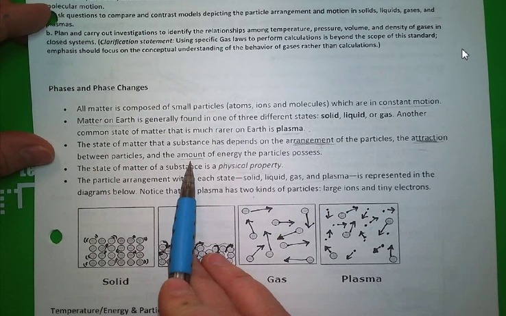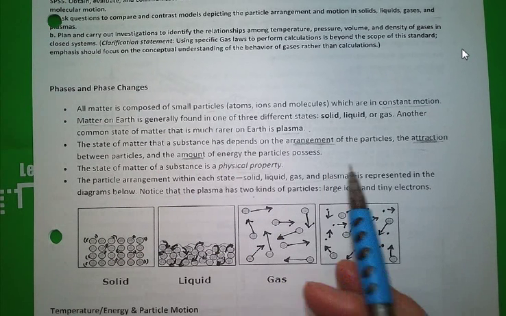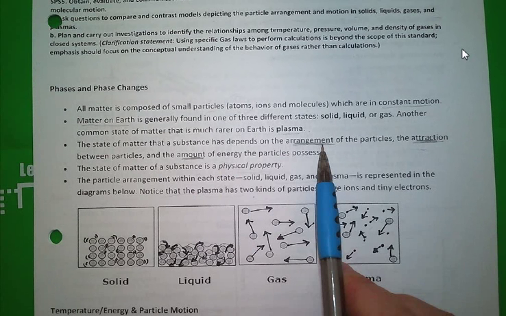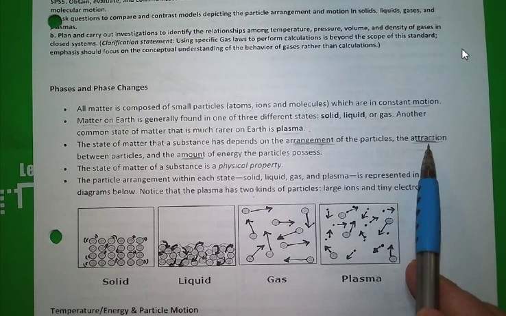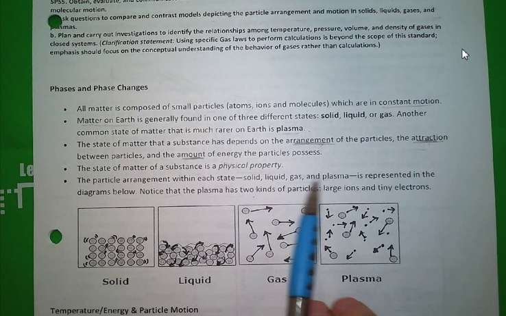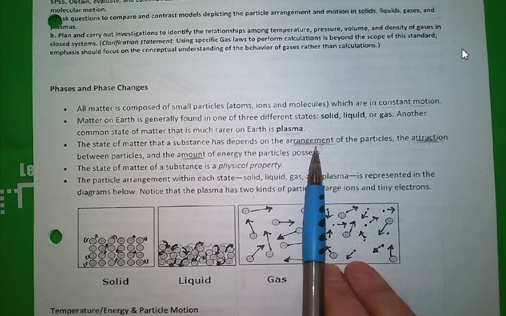So think about that. If I have something that's a solid, there is a specific arrangement of those particles. If it's a solid, they look the same way. They're going to be in a certain spot. There's a certain level of attraction they have between those particles, and there's a certain amount of energy. If I change one of those things, if I change the way the particles are arranged, I can do that by adding energy or taking out energy.